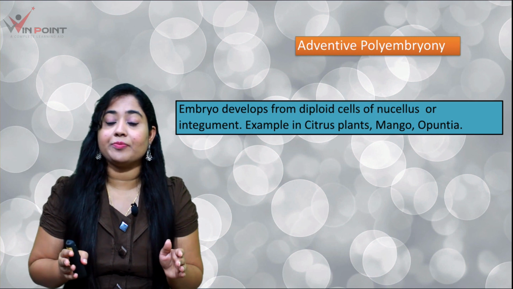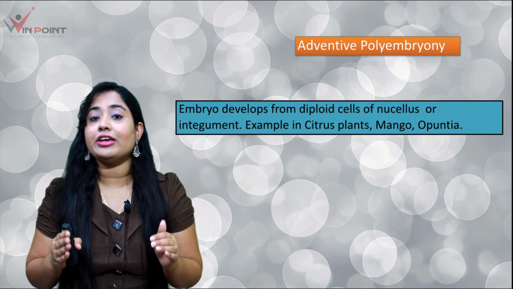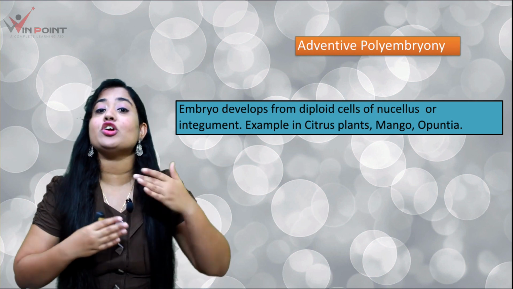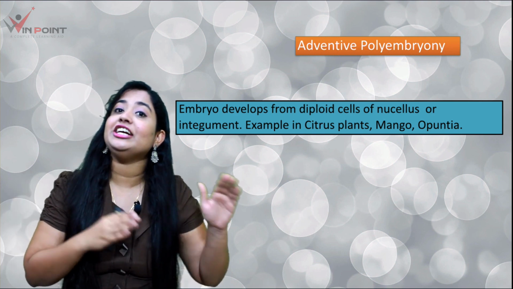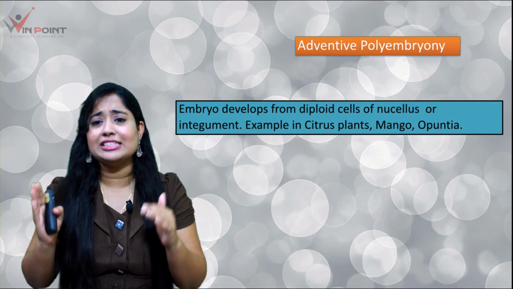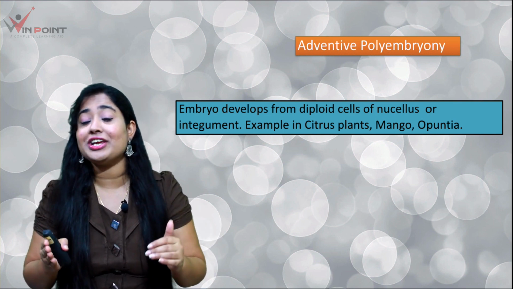Adventive polyembryony. Adventive polyembryony is that in which the embryo develops from the diploid cell of nucellus or integument. Example is in citrus plants, mango, opuntia, etc.